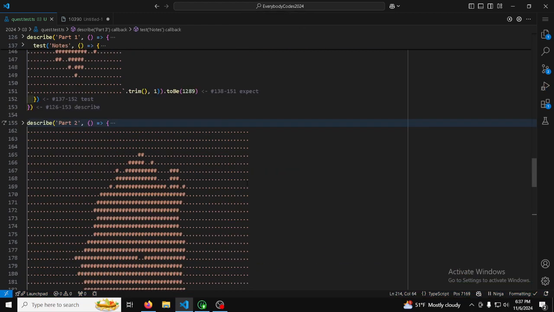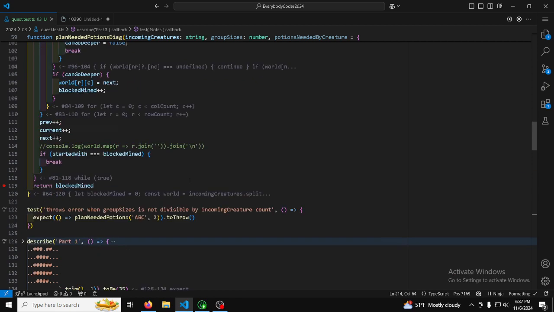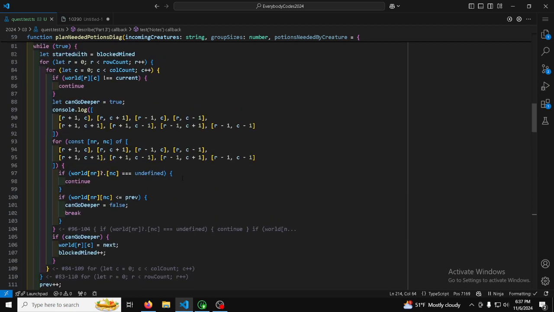Y'all didn't want to bold that one, did you? It's on me, it's on me, it's on me. So if the thing is off the edge, then you cannot go deeper.